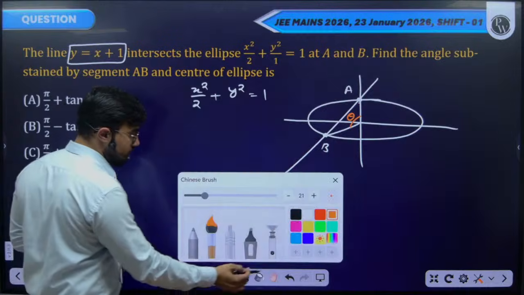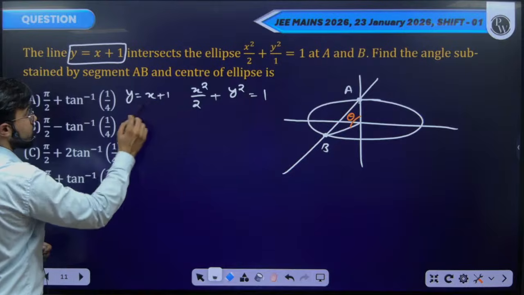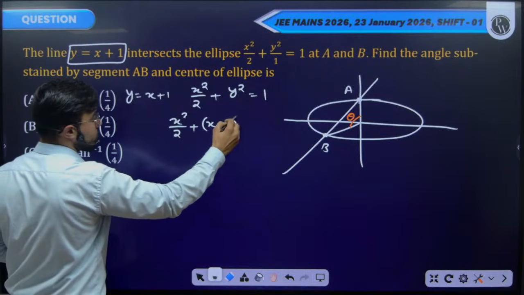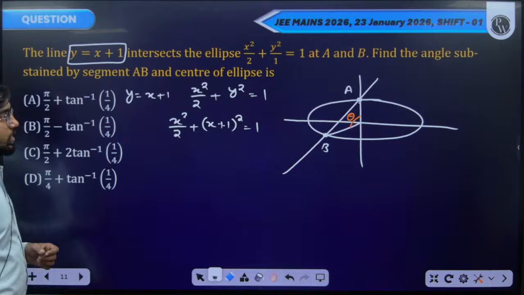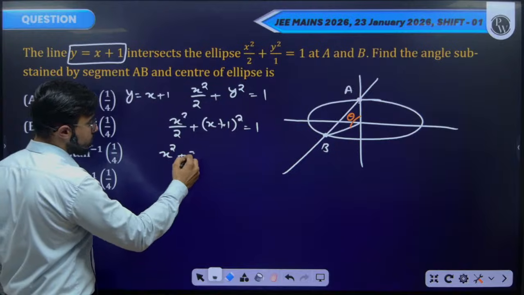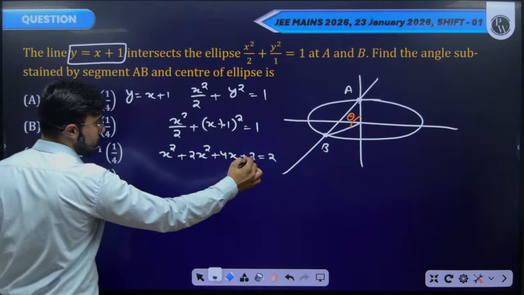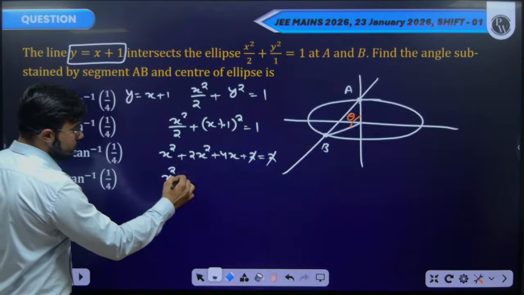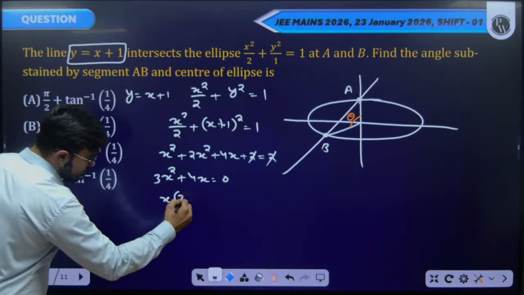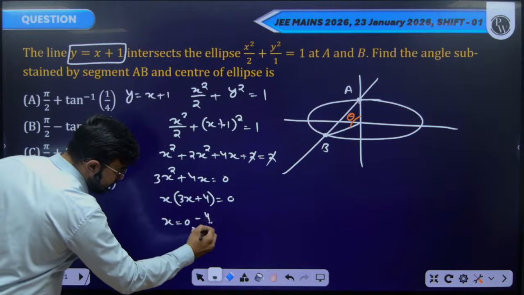Now let's see how we can solve this. First simplify this line and this curve. So put y equals x plus 1 in this curve. So x square by 2 plus x plus 1 whole square equals 1. Make it a quadratic equation. Just multiply by 2: x square plus 2x square plus 4x plus 2 equals 2, right? You can cancel this 2 with 2. So we get 3x square plus 4x equals 0. Take x common: x times 3x plus 4 equals 0. So the value of x is 0 and minus 4 by 3.